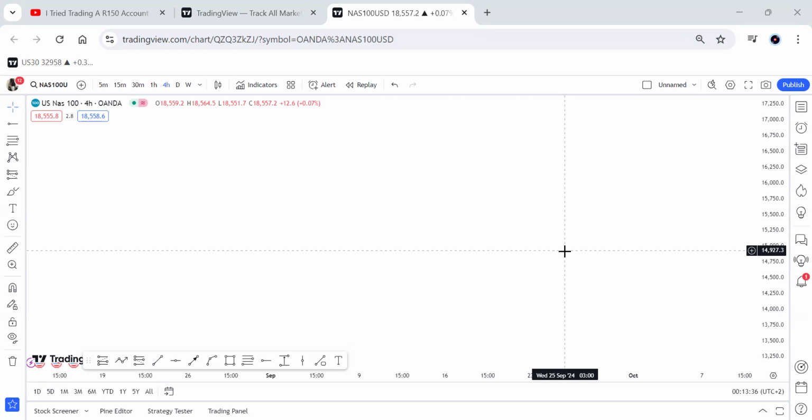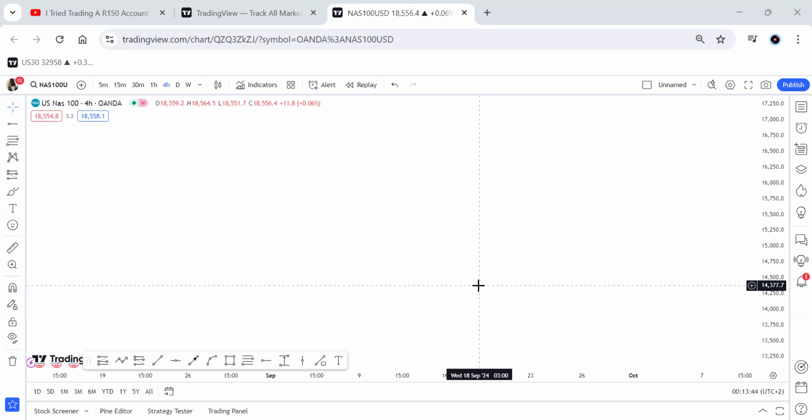So on today's video, I'm gonna show you guys a Nasdaq strategy that's sick, that works most of the time, 80 to 90% of the time, if you trade it the right way, if you're following the right way.